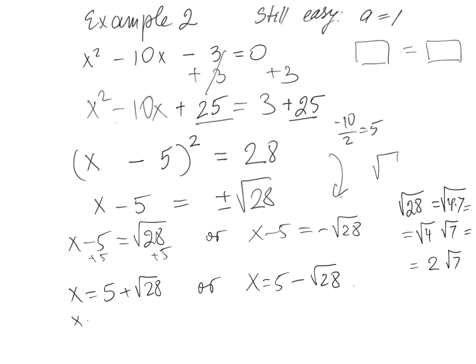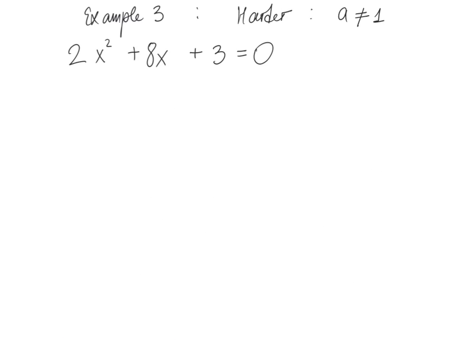We will work more later on reviewing square roots and how to simplify radicals. But for now, this is our final answer. We can actually combine them into a single expression, although these are two separate numbers. Okay, let's look at a harder example when the leading coefficient is not 1.